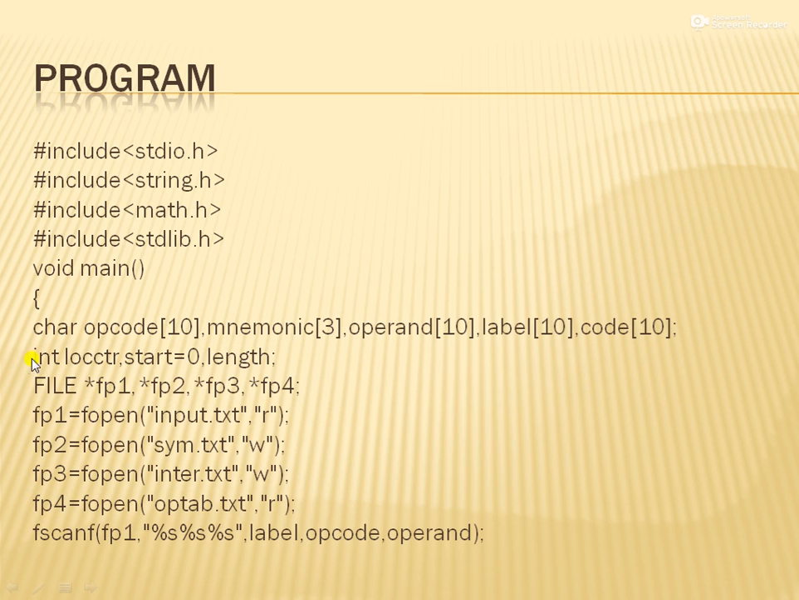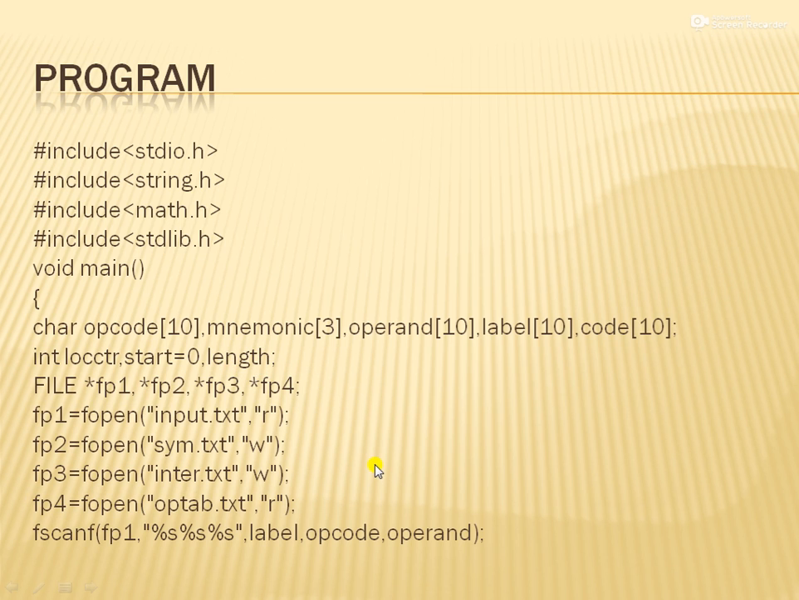Similarly, we require arrays representing opcode, mnemonic, operand, label and code. Then the location counter, which we know contains the address of the next instruction to be executed. Each time it will be updated with the address of the instruction. The start variable is initialized to 0, for representing the starting address, and for finding the length of the program we are using a variable length.